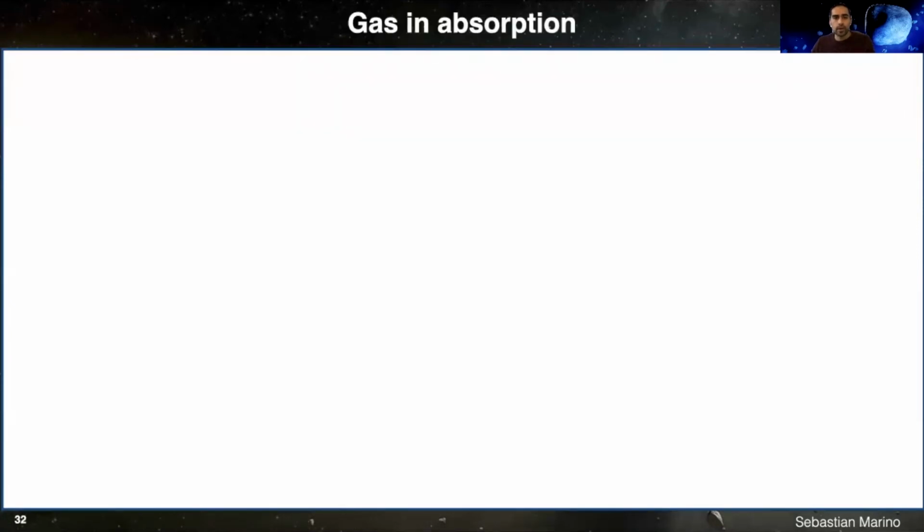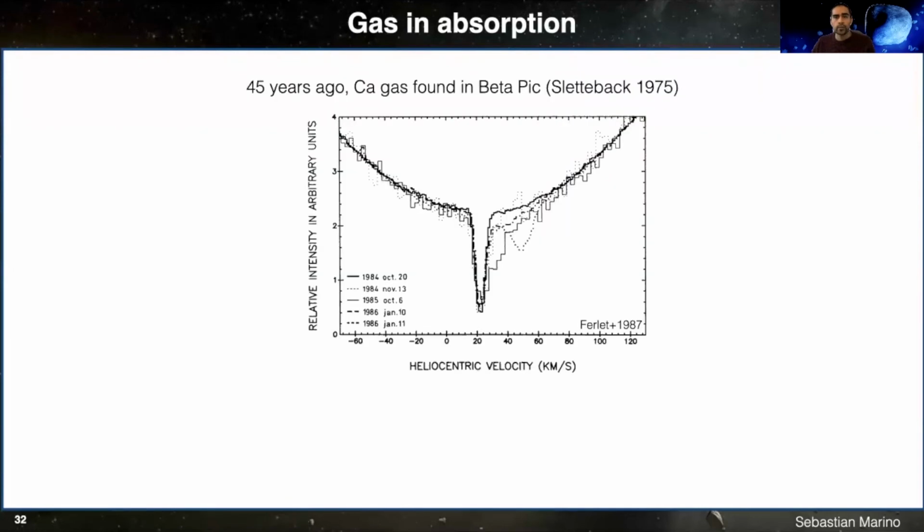The first method I would like to discuss is the gas seen in absorption. We have known this gas exists around systems for basically 75 decades ago, when it was realized that beta Pic showed absorption features from calcium gas. This figure is from Ferlet et al.